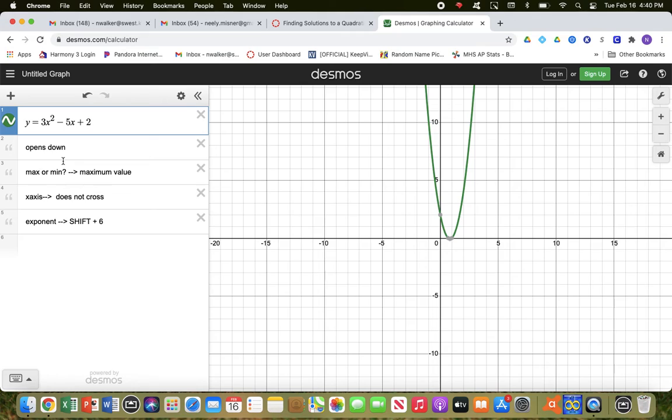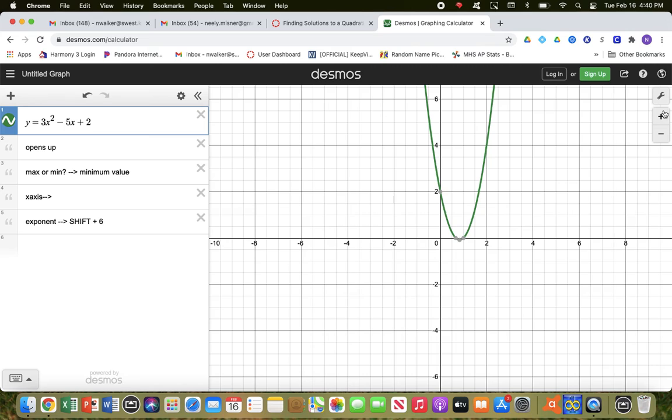All right, so since I typed that in, let's just go ahead and answer these. Does this open up or down? The answer is, it opens up. This one has a valley, so it has a minimum value. It has a low point. Now this one crosses the x-axis, and if you can see down here, there's a lot of little points.